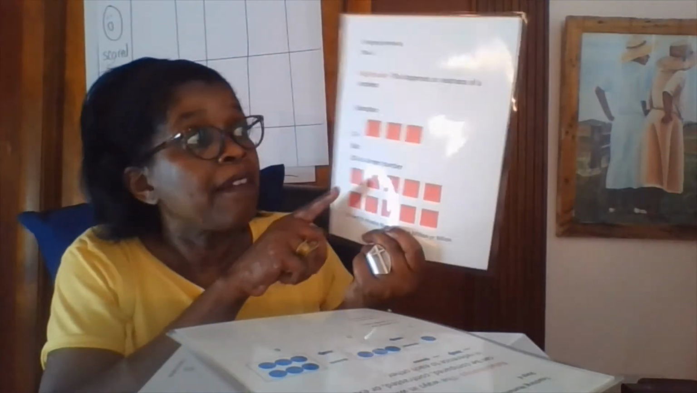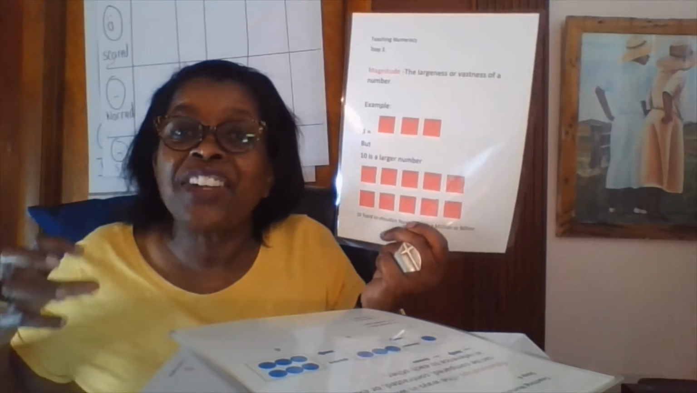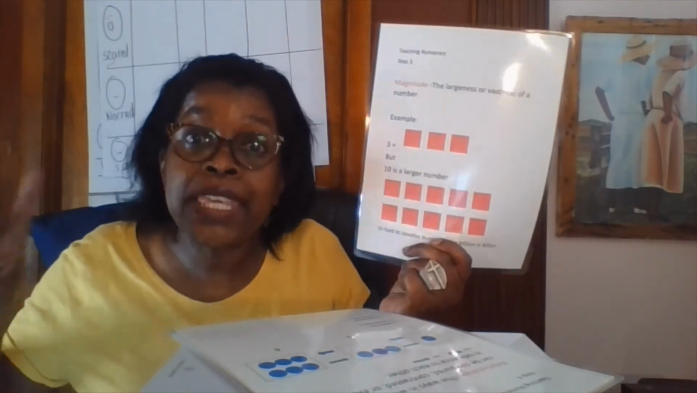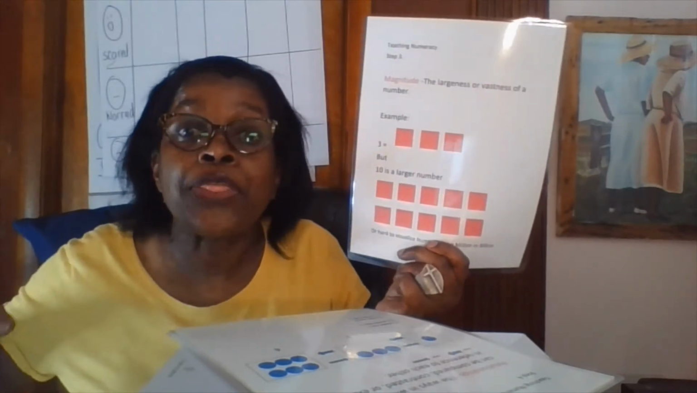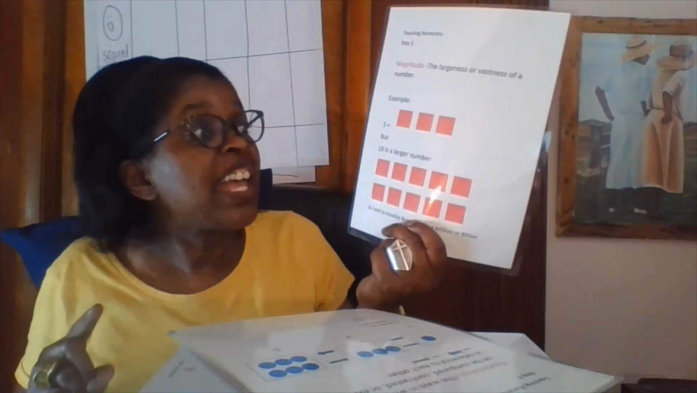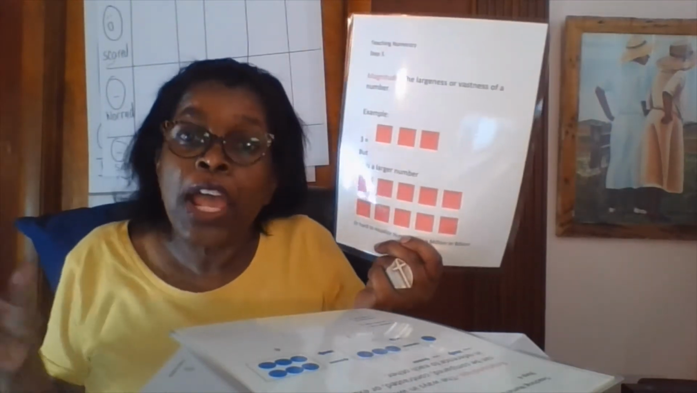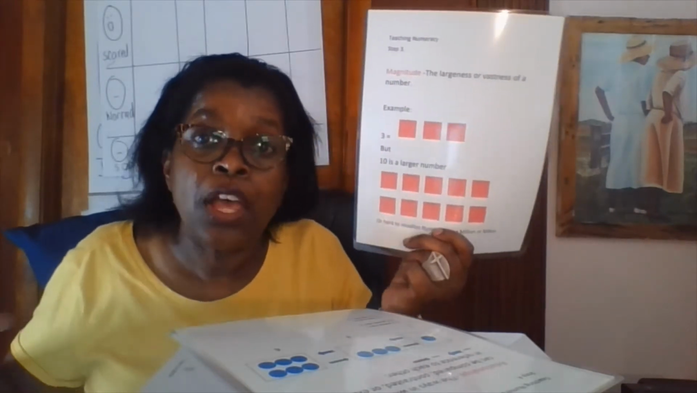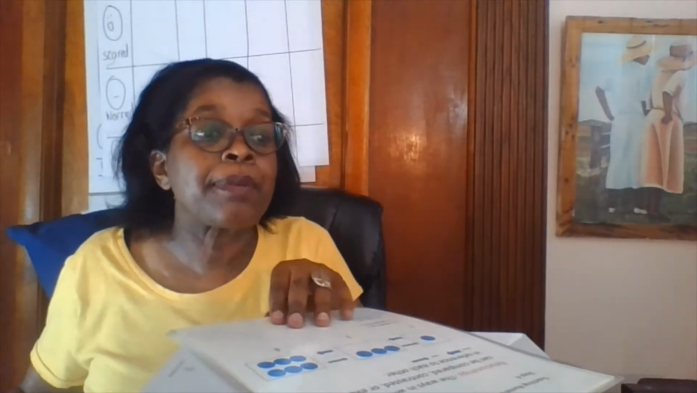Magnitude: the largeness or vastness of a number. I know it's hard to imagine a million or a trillion, but a kid can realize that 8 is bigger than 3. Okay? It's the vastness of the number or the largeness of the number. And when they start doing that, they are comparing numbers. Numbers have a what? A relationship.